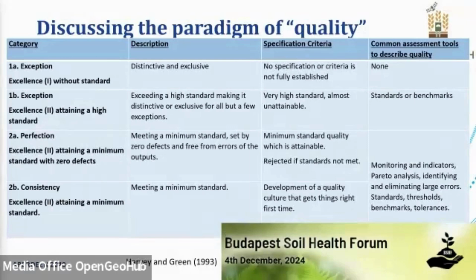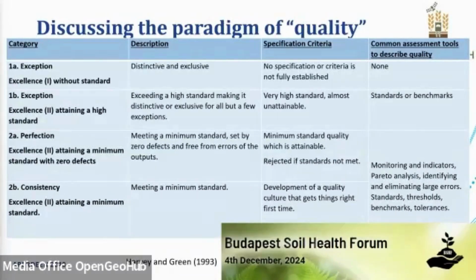When we mean an exception, we mean something that is distinctive and exclusive. Think of a bottle of champagne: high-end market, a very attractive proposition to get, a very high quality item. But in terms of soil science, we are not really at the stage where we have parameters that are distinctive and exclusive. As Tom was mentioning earlier on, we're trying to move in that direction, but it is going to be very tough to get there, certainly at this moment in time. There is no specification or criteria fully established without a standard. We need to then look at other ways in which quality can be looked at.